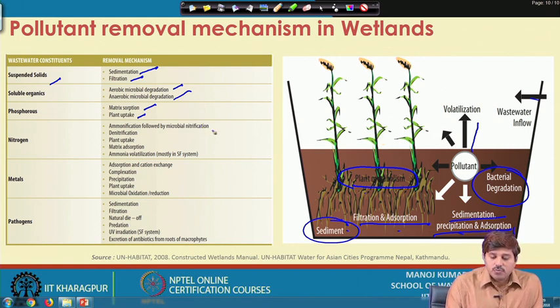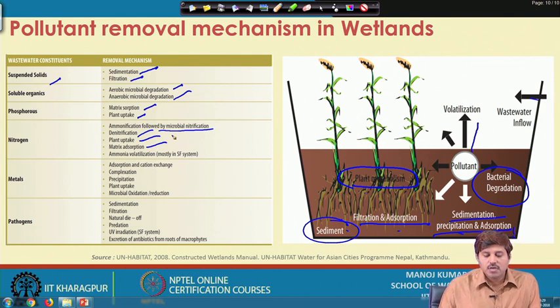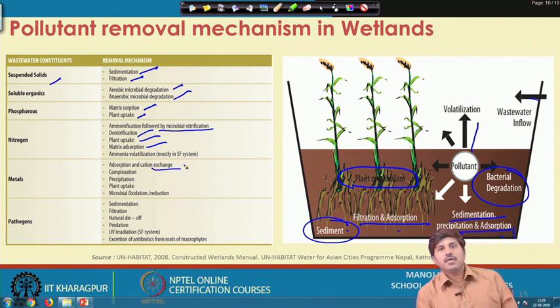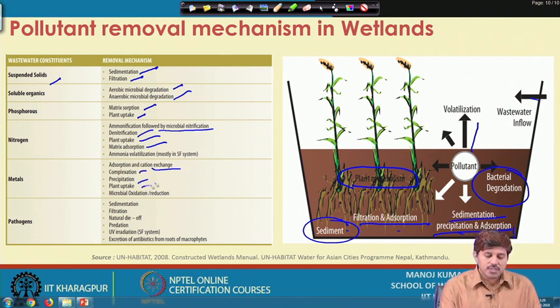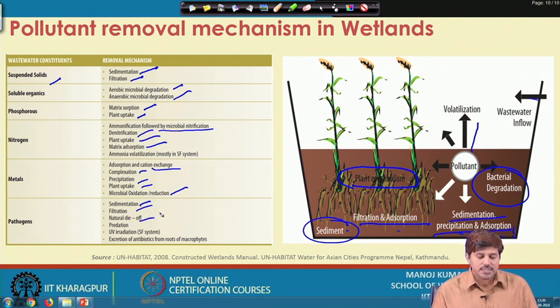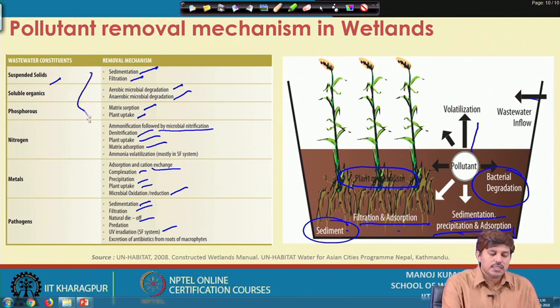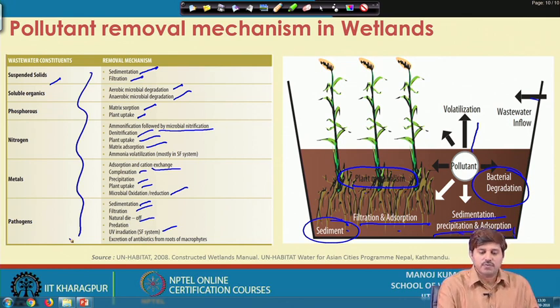Nitrogen will be removed by ammonification, followed by microbial nitrification, denitrification, plant uptake, matrix adsorption, and ammonia volatilization can also take place. The metals are removed through adsorption and cation exchange. If we have some minerals which have exchangeability, ion exchange can also be effective. Then complexation, precipitation, plant uptake, and microbial oxidation or reduction. Pathogens can be removed by sedimentation, filtration, natural die-off, their natural decay process, predation, and UV radiation, if we have those kinds of systems present. So, these are the various mechanisms through which we can get removal of these contaminants from wetland systems.